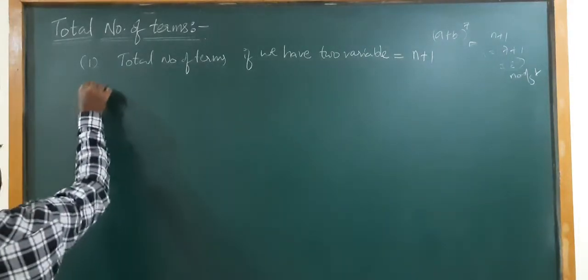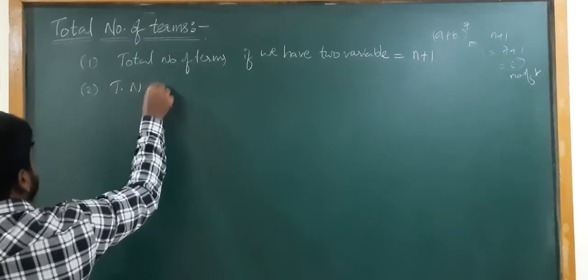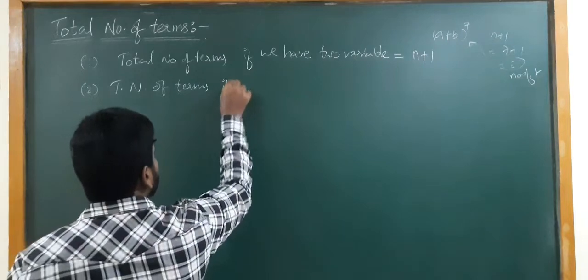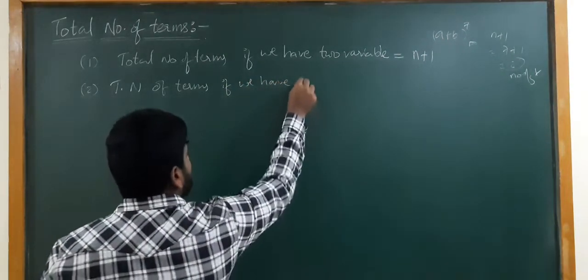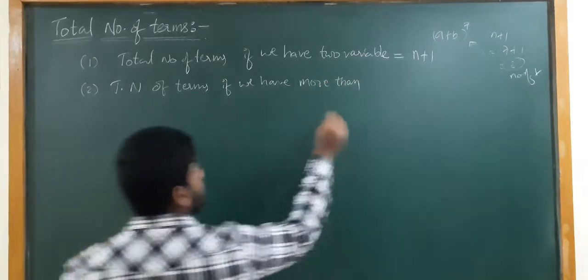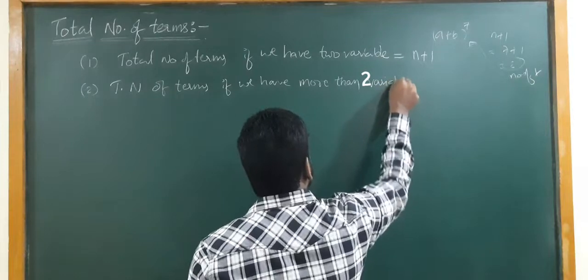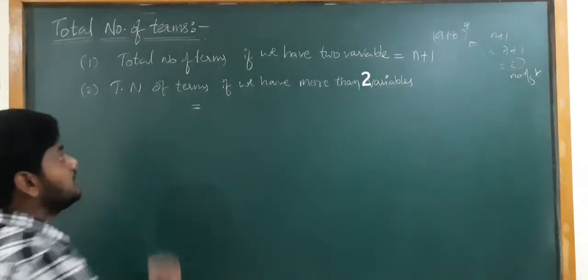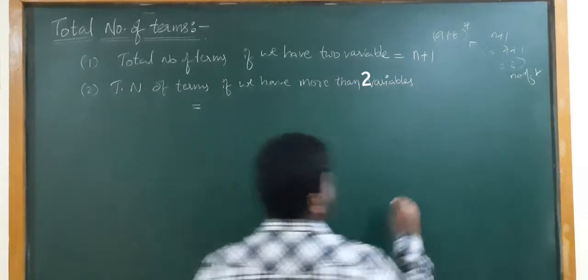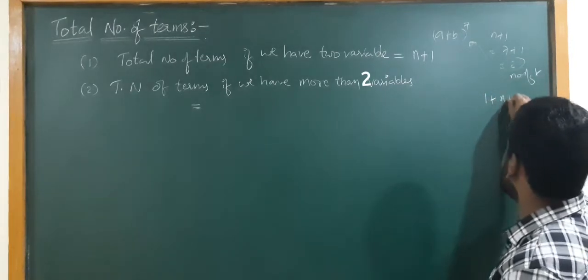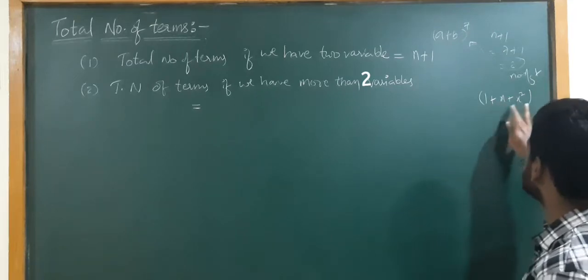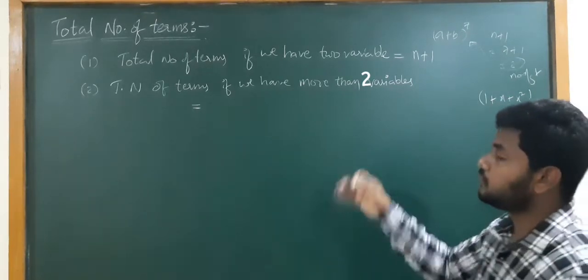Now another case, total number of terms if we have more than two variables. Listen carefully. For example, 1 plus x plus x square, like that. More than two terms we have now. Then how to find total number of terms?